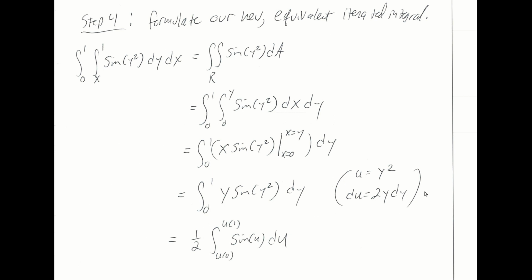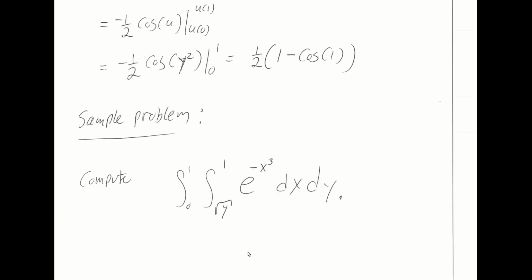This is a classic u-sub problem. I've got a two-factor integrand. One of those factors is a composition of functions, and the inner function of that composition has derivative essentially equal to the other factor. There's some constant multiples that have to be dealt with, but that's why we pick up this factor of 1/2 outside.